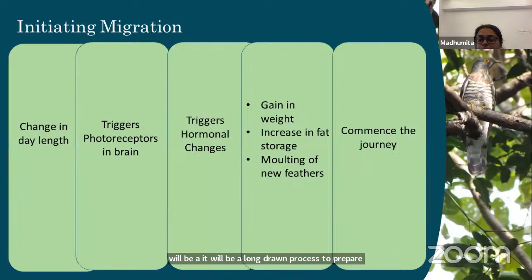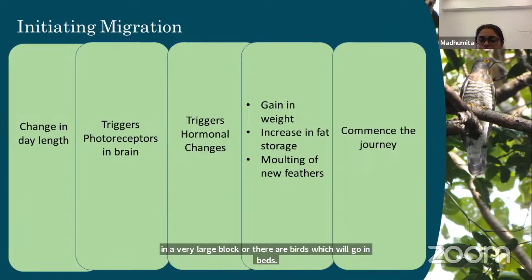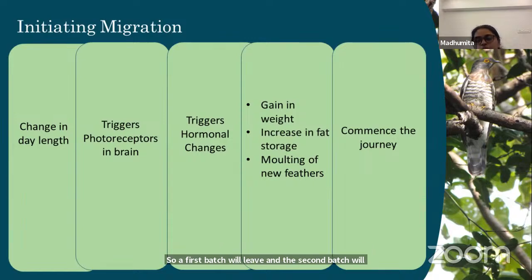Once all these are met, they commence the journey. The journey depends upon what kind of bird it is. There are certain birds which choose to fly alone or in a very small flock, or birds which choose to fly in a very large flock, or birds which will go in batches. A first batch will leave, then the second batch, and the third batch, and they will meet in whatever stopover regions, or in the wintering region.